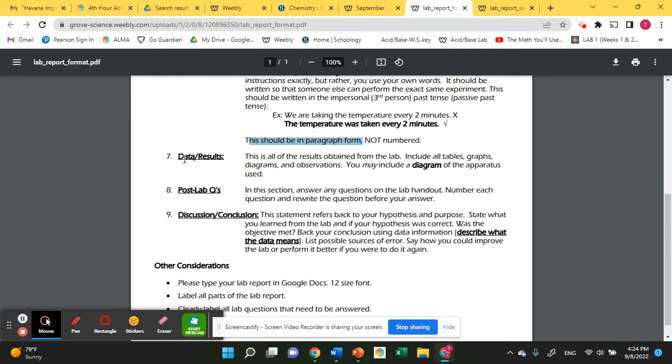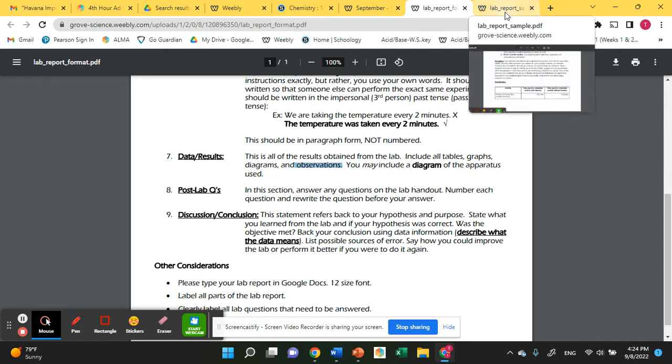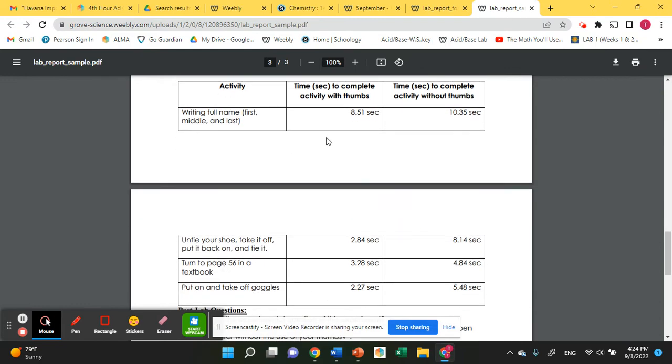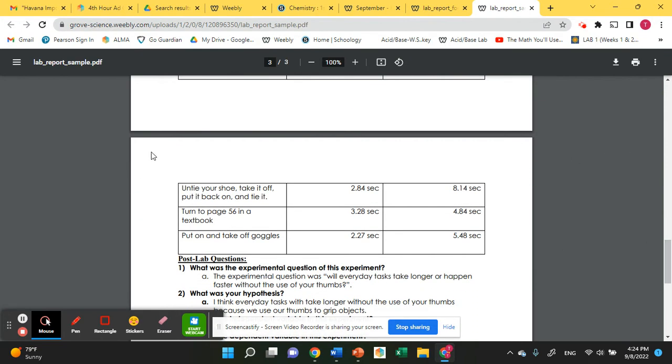The next part is going to be data and results. This is going to be things that you filled out on your labs. This includes tables, graphs, diagrams, or observations that you have noted. You can include a diagram of anything that you used in lab. So for example, here I have put a table in that I was required to fill out in this lab. If you guys don't know how to make a table in Google Docs, please ask me. I can show you how to make one and get one made for you.